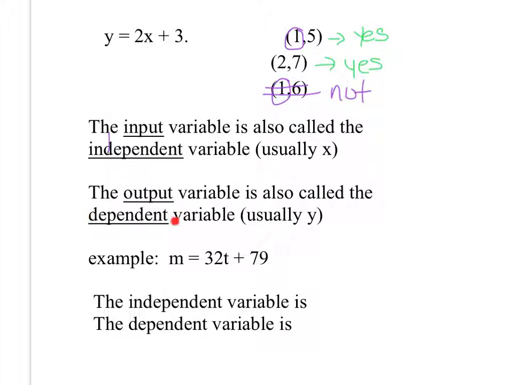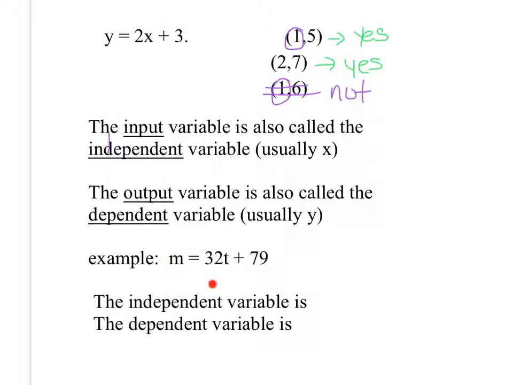And we also call this the dependent variable, because what you get for y depends on what you plug in for x. If I plug in a 1 here, I'm going to get 5 for that one. It depended on what I plugged in. If I plug in a 2 here, I'm going to get 7 for that one. So if I plug in 2, it'll change. So this depends on what you plug in there. So it's our dependent variable.